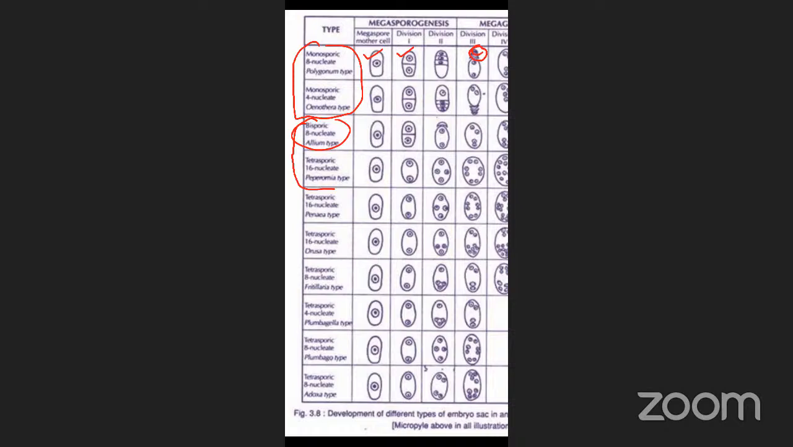And if you take the other monosporic type, it is 4 nucleated. In monosporic, there is the 8 nucleated Polygonum type and the 4 nucleated Oenothera type. In the Oenothera type, the same megaspore mother cell undergoes first meiotic division giving 2, second meiotic division giving 4. After formation, we can see the micropylar side up and the chalaza side below. At the chalaza side 3 degenerate, only one is active. This one divides mitotically, 2 nuclei formed, divides again mitotically, and only 4 nuclei are formed. That's it. So this is called the monosporic condition.